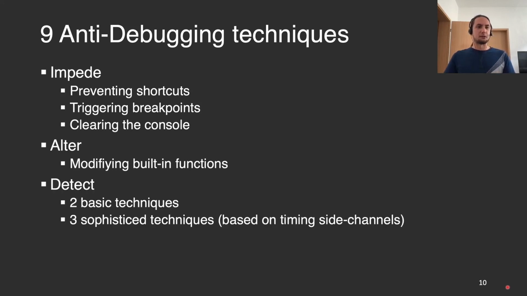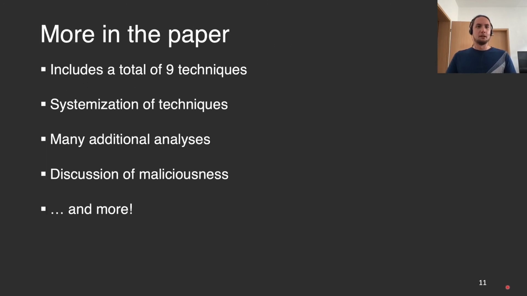And then there's also these techniques that detect that you have the DevTools open, of which I showed you just one, but there are actually 5 of them. And there's even more stuff in the paper. So we have these 9 techniques, and I've only shown you 2. We also do a systemization of techniques. We do many additional analyses. We also discuss if this might be related to malicious activity or to intellectual property protection.